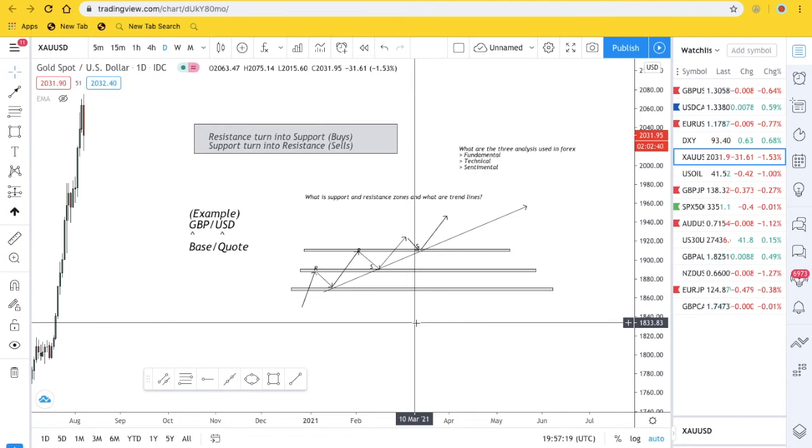Support, you're jumping on your floor and you're going up. When you hit the roof, you're going down. The roof is your resistance. Your head hit the roof and now you're going down. That's your resistance level.